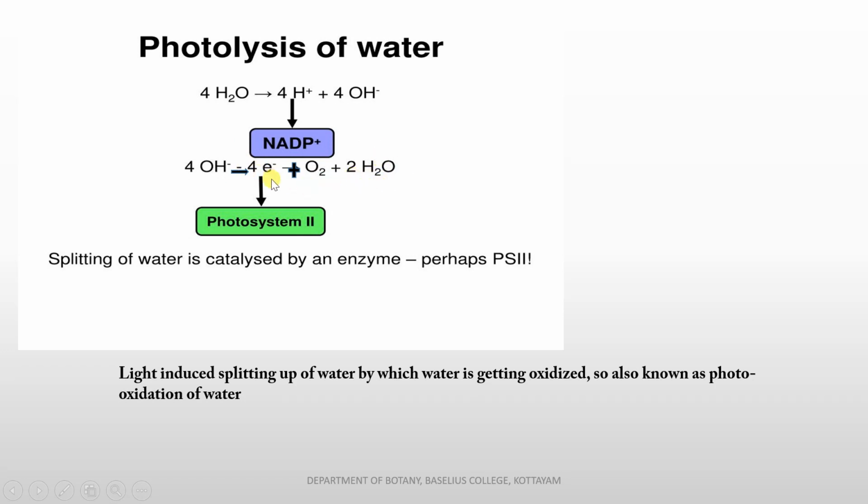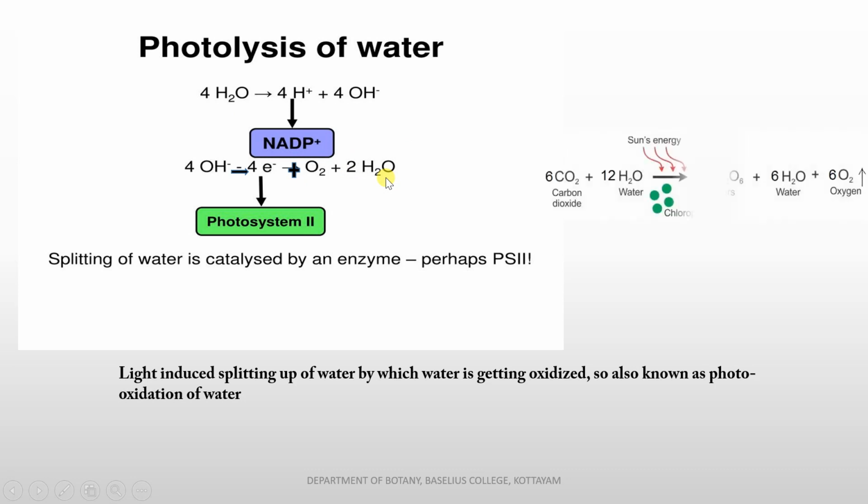So these 4 electrons are given to pigment system 2 to fill the hole of P680, and the oxygen is released out as a byproduct and 2 water molecules are regenerated. So here half of the water molecules are regenerated. Out of the 4, 2 water molecules are regenerated.